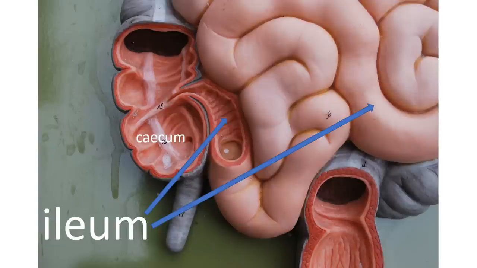Now, ilia is Latin for intestine, but we use the term ileum to describe the latter part or the distal portion of the small intestine. And we see that the ileum here connects to the cecum, which is the first part of the large intestine, via the ileocecal valve.